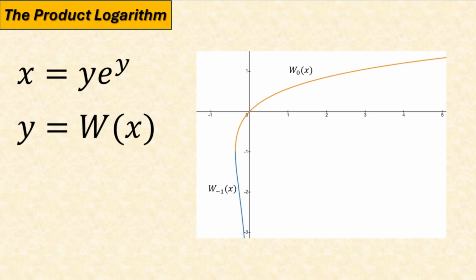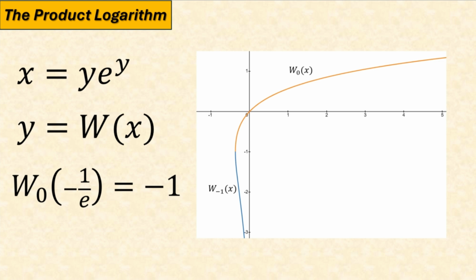If you are wondering what the other branches are, branch 1, 2, or negative 2, for example, they are values on the complex number plane that use imaginary numbers to find a solution to the problem x equals y e to the y. When it comes to real numbers, though, only branches 0 and negative 1 are used, so those are what I'll focus on for this video.